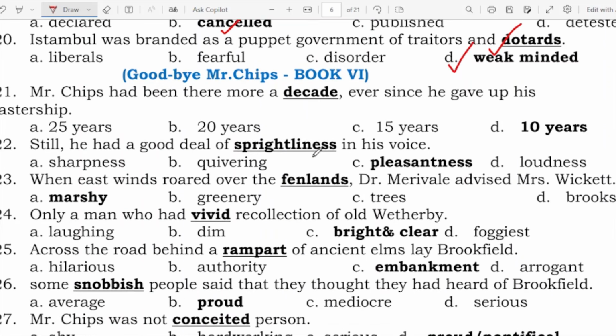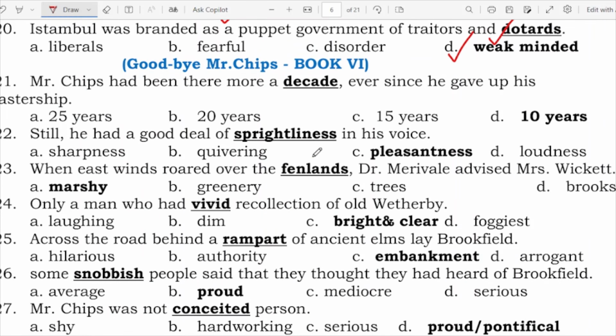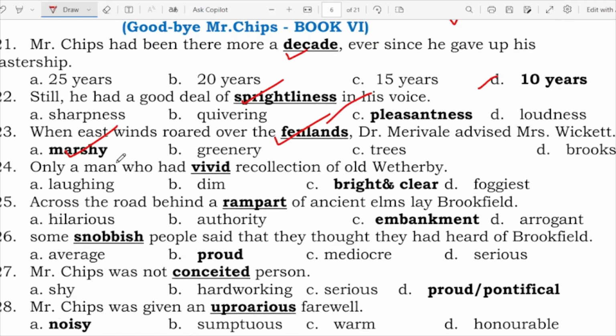The next part is from your novel, Goodbye, Mr. Chips. These are very important word synonyms for the exams. You will be given four word synonyms to attempt. Decade, that is ten years. And sprightliness, the next one is pleasantness, very pleasant. Fenlands is a marshy area.